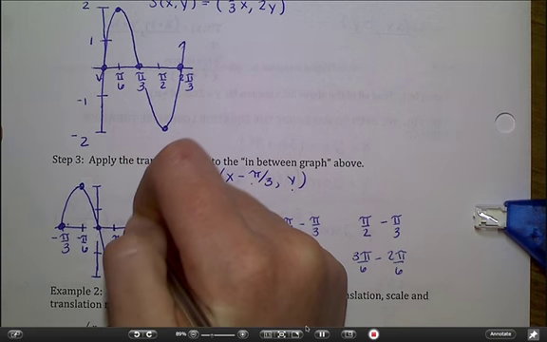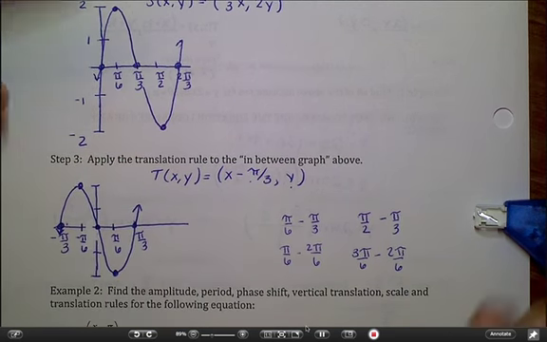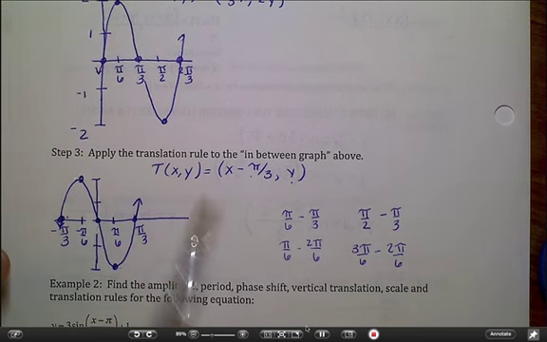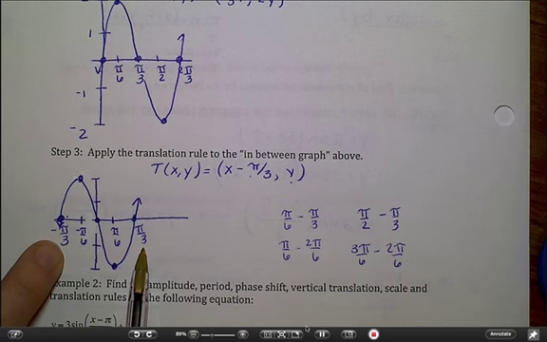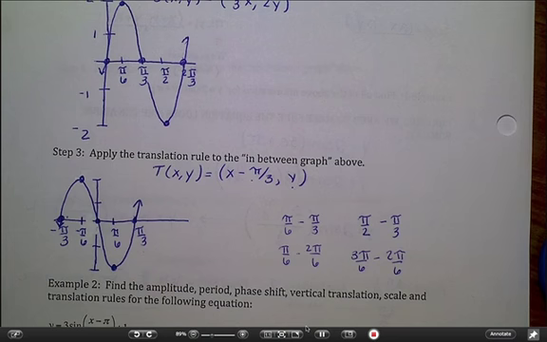Alright, and now we have our final graph. And hopefully you can clearly see, oh hey, it has an amplitude of 2. The cycle goes from negative pi over 3 to positive pi over 3. That would make the period 2 pi over 3. So everything we found on the front hopefully makes a lot of sense with what we see on the graph.